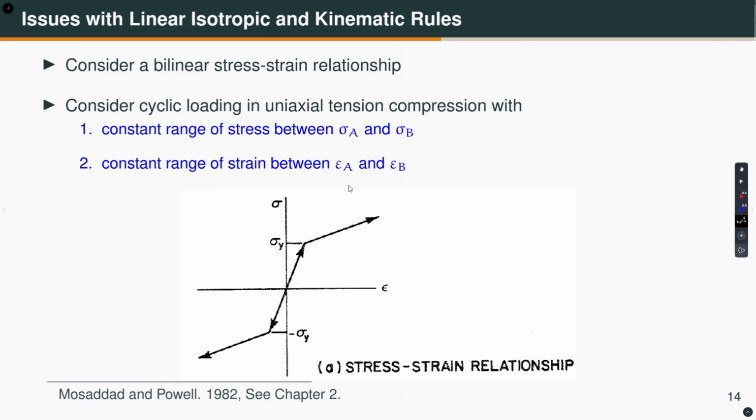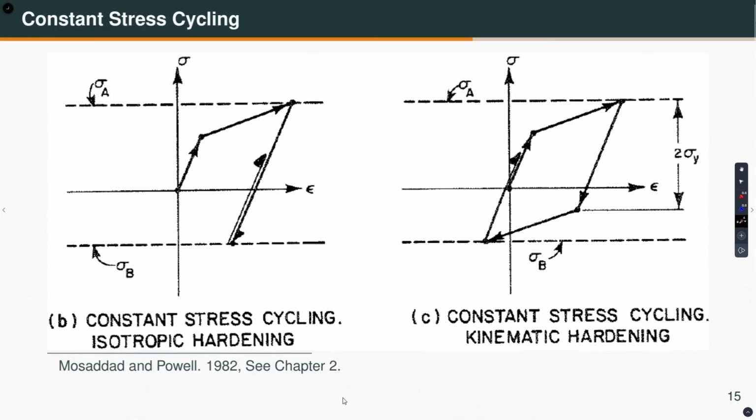And then I will do another case where I will cycle the material between two constant strains, epsilon A and epsilon B, and see what kind of response I get. So, this is coming out of this report, chapter 2. Okay. So, what is constant stress cycling? So, let us say I have a sigma epsilon plot, okay, and I am considering the magnitude of sigma A, the stress in the positive direction, to be greater than sigma B, just for the purpose of discussion.